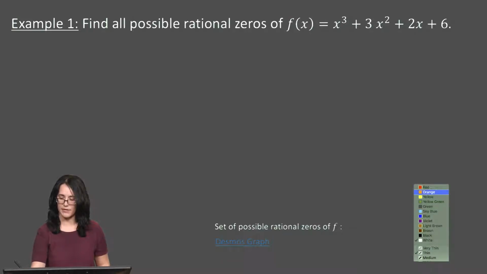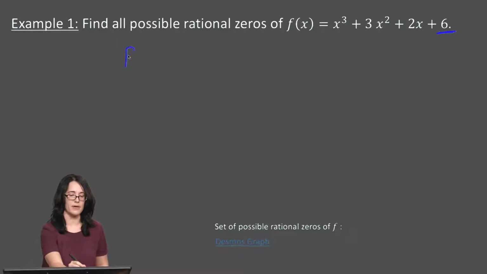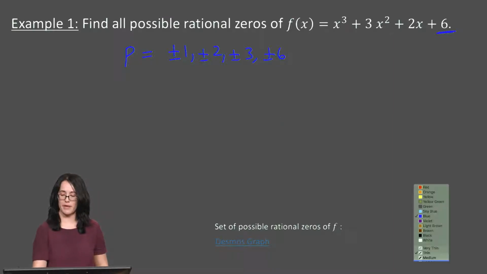So if we take a look at our constant term 6, that's like our p, right? The possible factors of that constant term would be 1 and 6 and 2 and 3. We've seen that number before. So 1, 2, 3, and 6 with different signs, right? What about for the denominator?